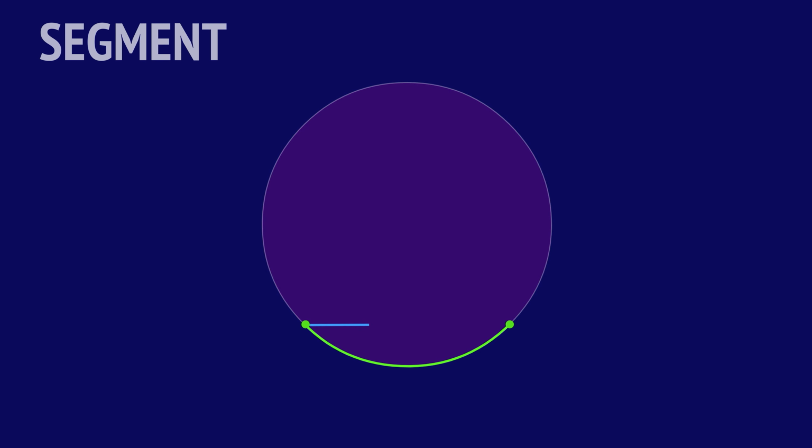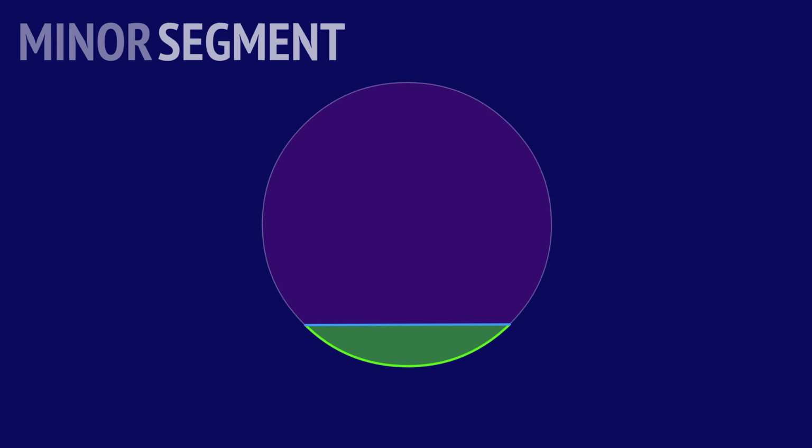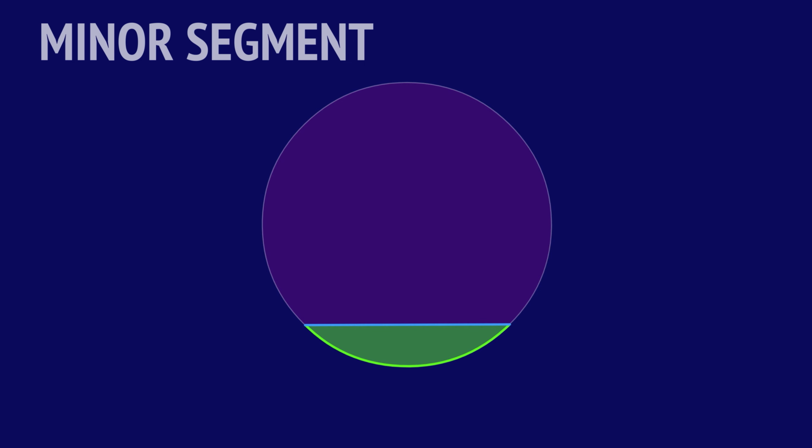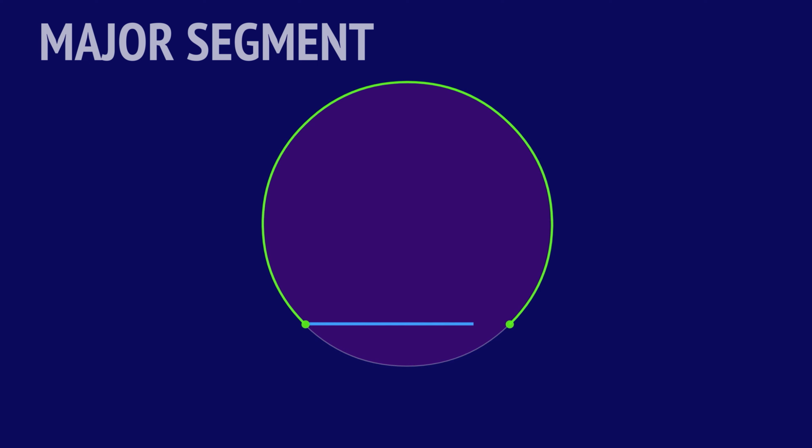A segment is the portion of a circle enclosed between a chord and an arc. Again, we can define the minor segment, enclosed by the minor arc, and the major segment, enclosed by the major arc.